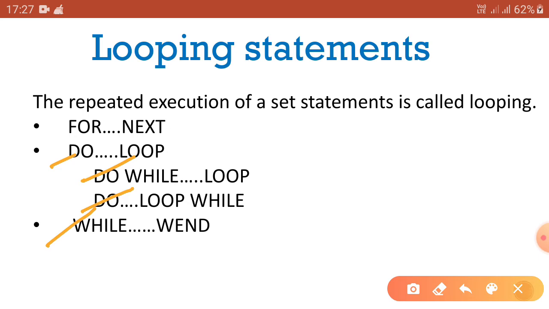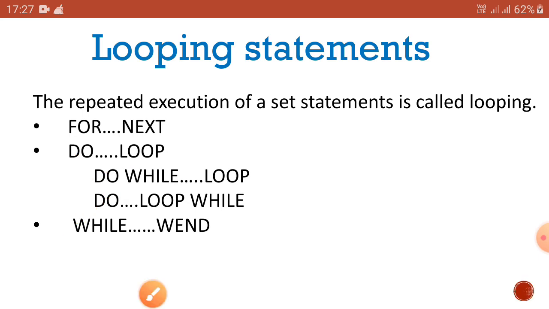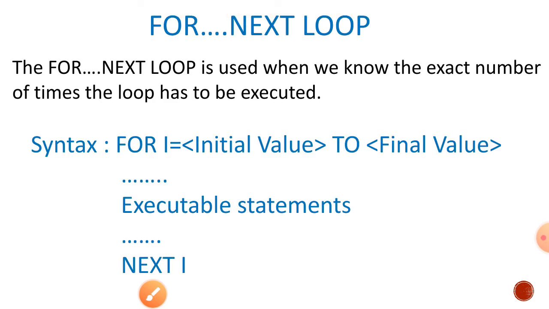So now let's start. At first, the For Next loop. This is the most common type of loop in QBasic. This loop is used when we know the exact number of times the loop has to be executed. Okay, and the syntax is here.